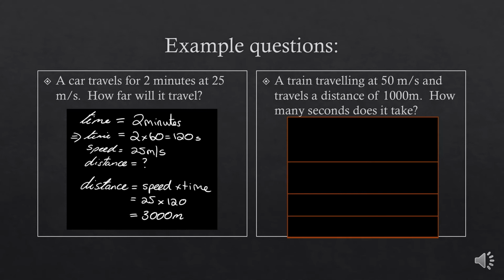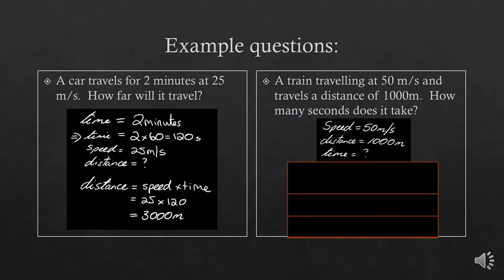Okay, so the question on the right. This time we're looking at a train travelling at 50 meters per second, and it travels for 1000 meters. What the question wants us to do is find out how many seconds it takes to do that journey. So the first thing I do again is I write down all the information I know. I know that the speed equals 50 meters per second, and I know that the distance is 1000 meters. It's asking me to work out the time, so that is the thing I don't know.